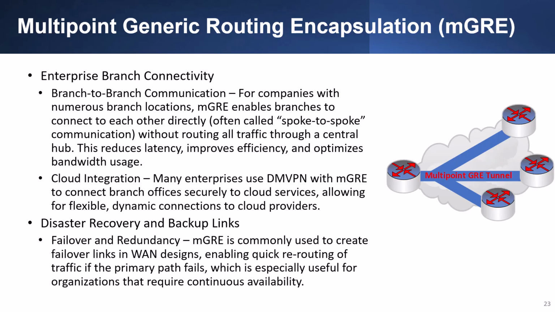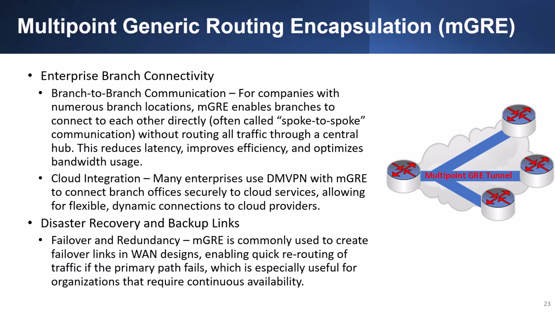Enterprise branch connectivity: branch-to-branch communications for companies with numerous branch locations. MGRE enables branches to connect to each other directly, often called spoke-to-spoke communications, without routing all traffic through a central hub. This reduces latency, improves efficiency, and optimizes bandwidth usage.